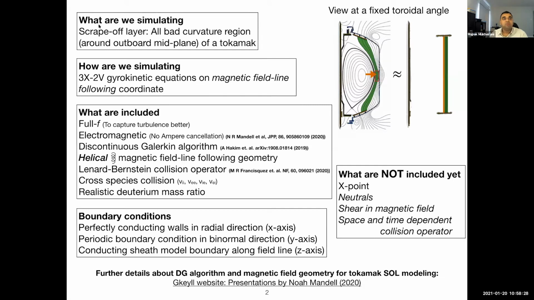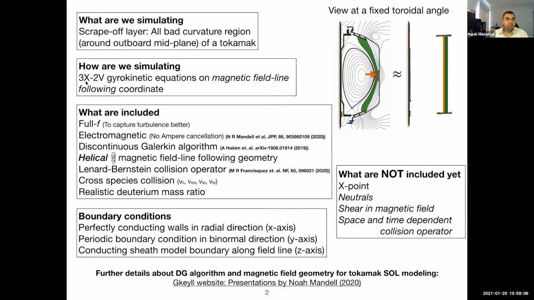First, we are simulating the SOL region, the scrape-off layer of ASDEX or any tokamak, and we are in the bad curvature region, which is around the outboard midplane. This is the view at a fixed toroidal angle, and we are simulating this region. However, we do not have shear, at least for the results I'm showing now, so we basically straighten the field lines. Actually, it is a helical field line going like this.